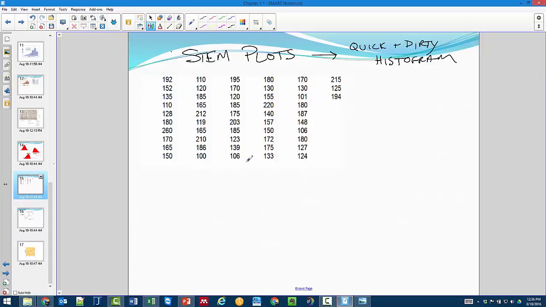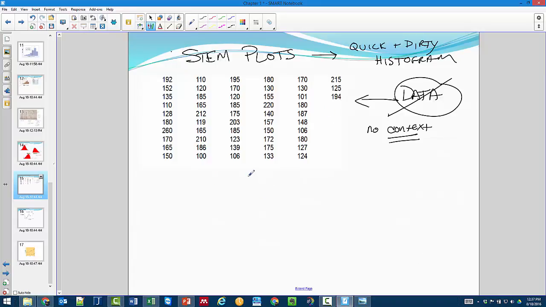So right here, I'm going to show you this set of numbers. I don't have any idea. I would not say that this really is data because there is no context. Remember, we have to have context for the data in order to understand it. So this is just a set of numbers right now, but I'm going to show you how to do a stem and leaf plot using these numbers.